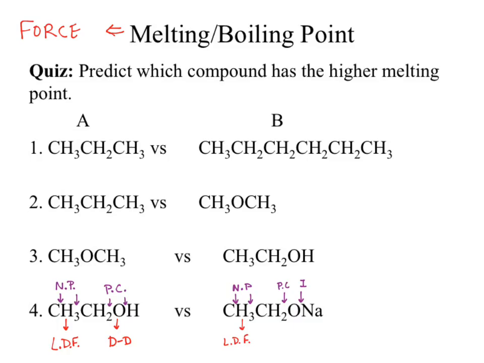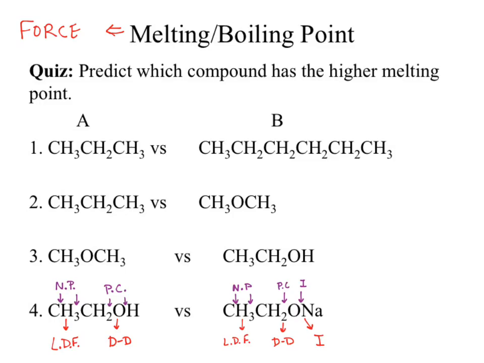Polar covalent bonds generate dipole-dipole forces. The ionic bond generates ionic forces. So when we go through to now decide which of these has the higher melting point, we need to look at each of these compounds and decide which is our strongest force.